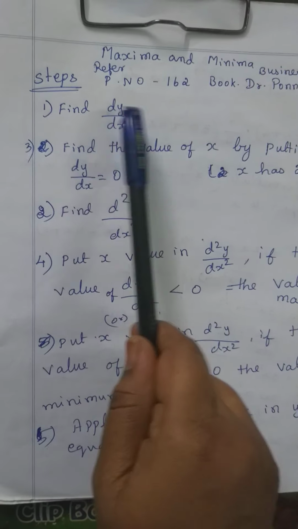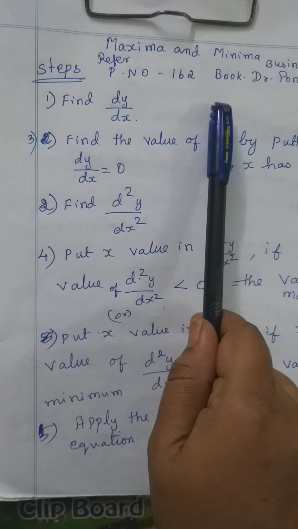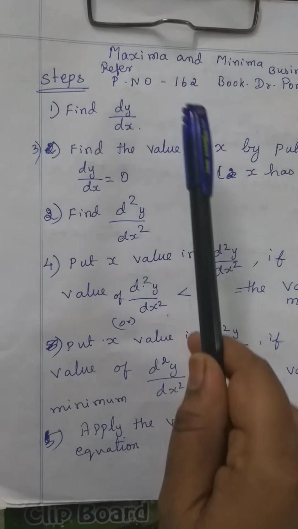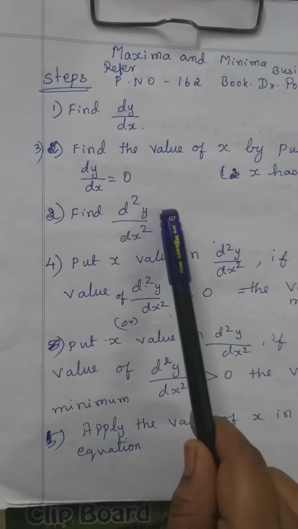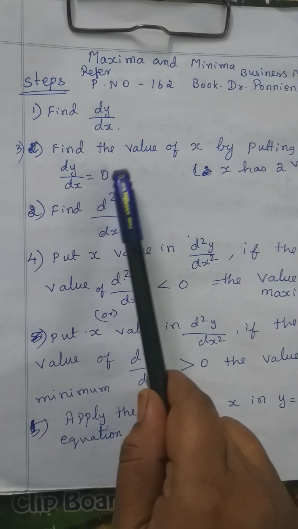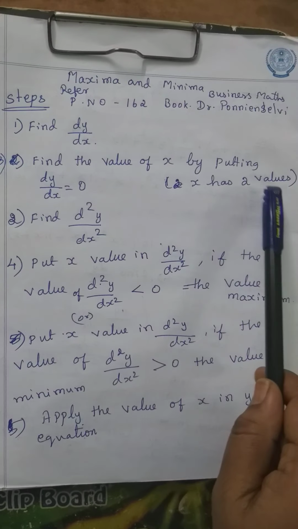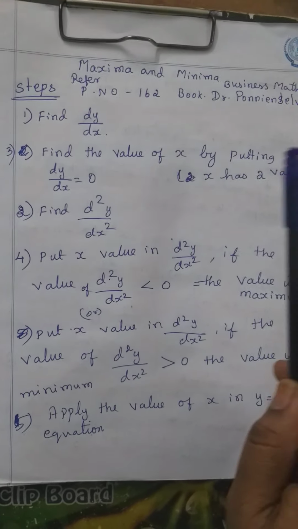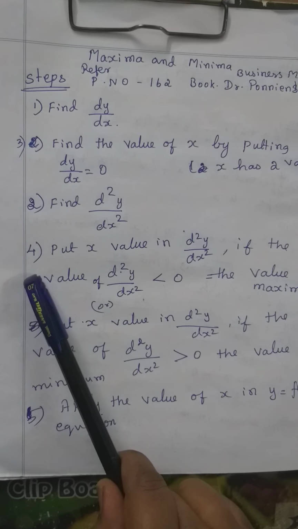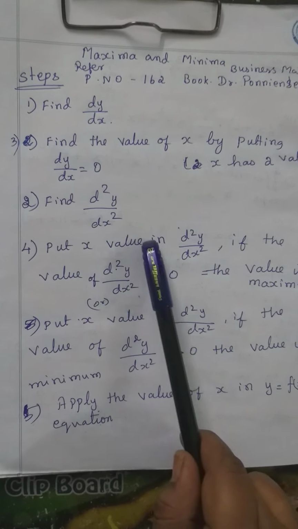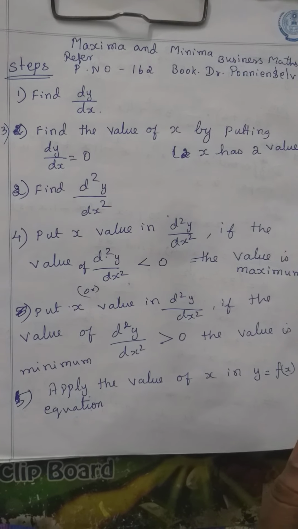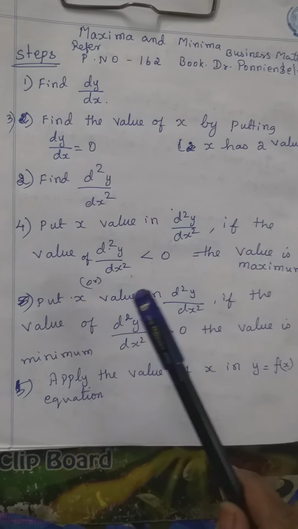First step, you have to find dy/dx, the derivative of the given function. Then second step, again find the derivative of dy/dx, that is d squared y by dx squared. Then third step, setting dy/dx equal to zero, find the values of x. So you get two values of x. Then fourth step, put x in the value of d squared y by dx squared to find which value gives the maximum value and which value gives the minimum value.